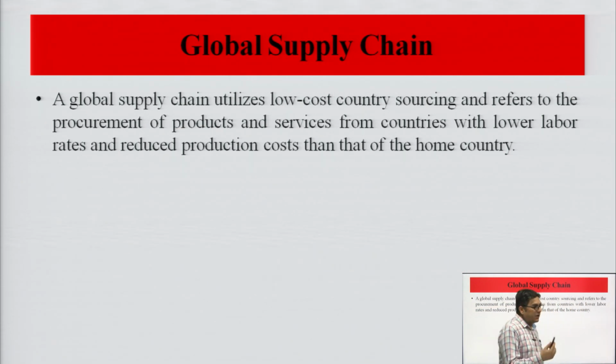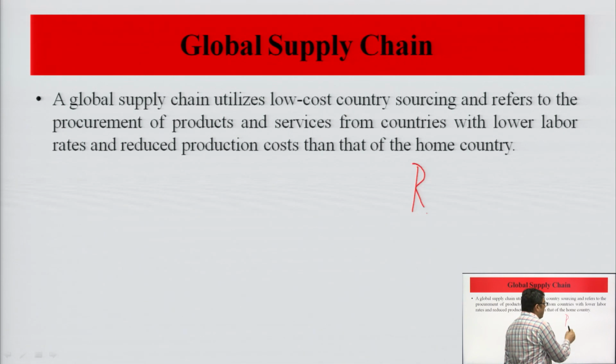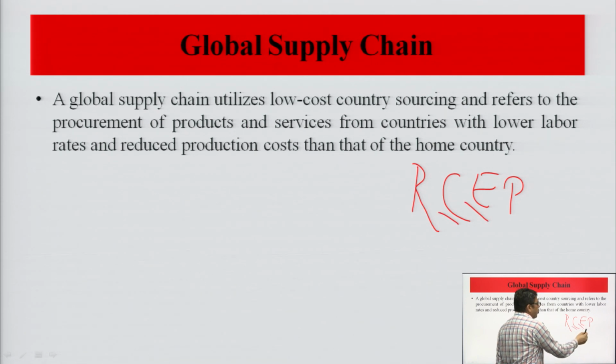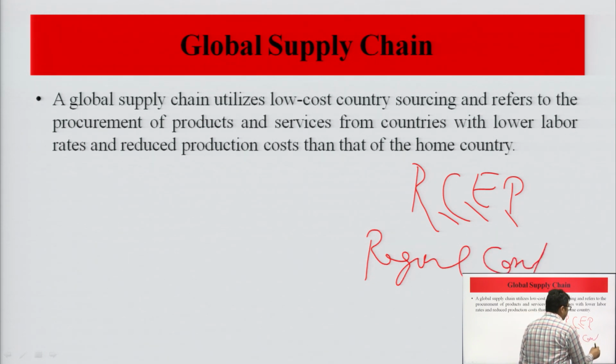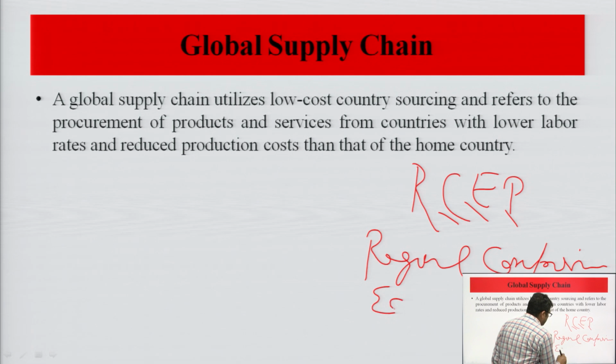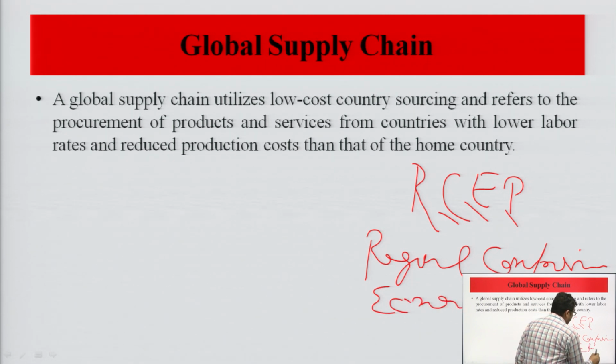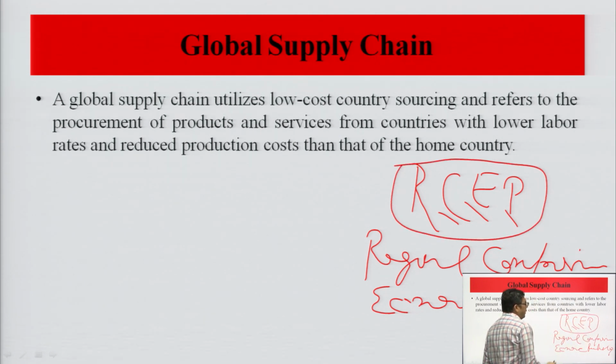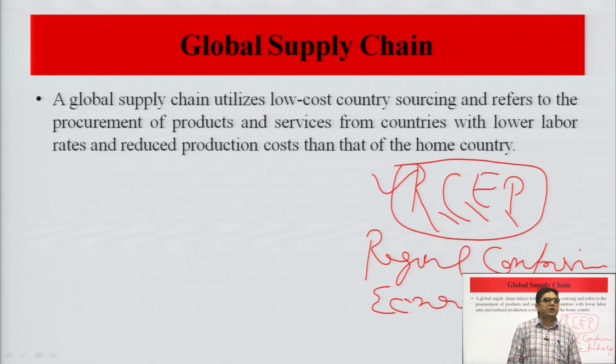Next, recently we have seen that the RCEP, the Regional Comprehensive Economic Partnership Agreement, has come into existence. This RCEP has come into existence among 15 countries, and India is not part of it. The major influence in RCEP is China. China has a strong influence over it.